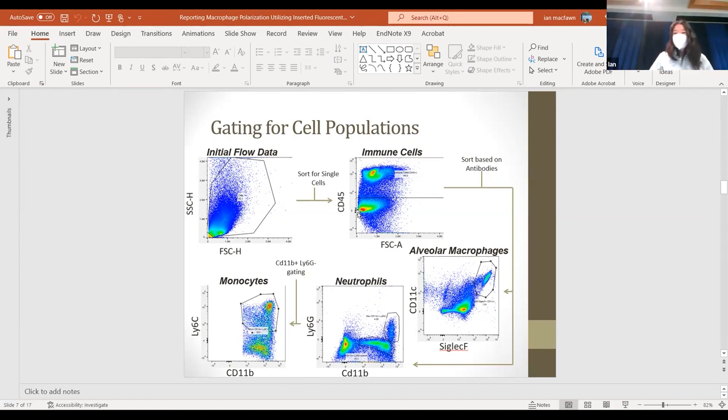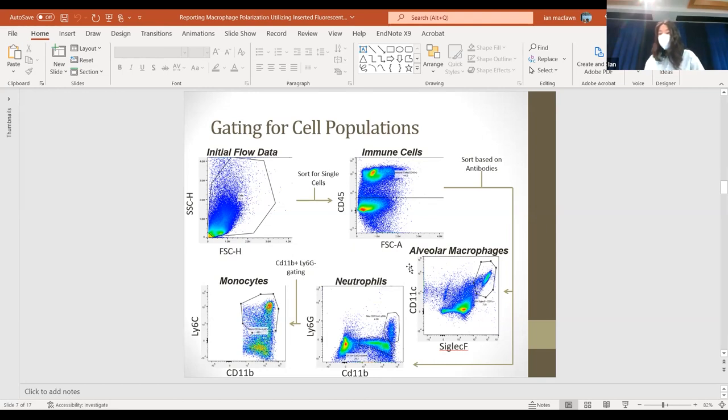After that, we sort on the antibodies that we used to stain them and look for the proteins we're looking for. Right there, closer to the arrow, you can see that's our alveolar macrophages, and the proteins we were looking for were Siglec F and CD11c.